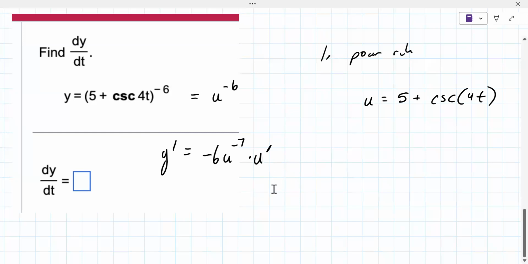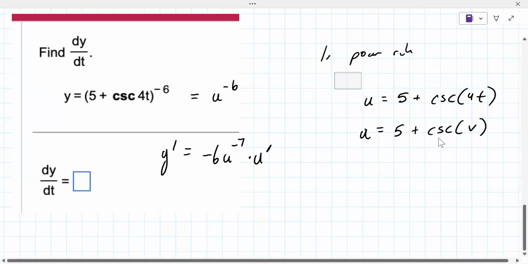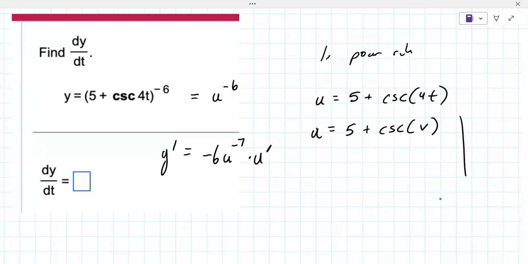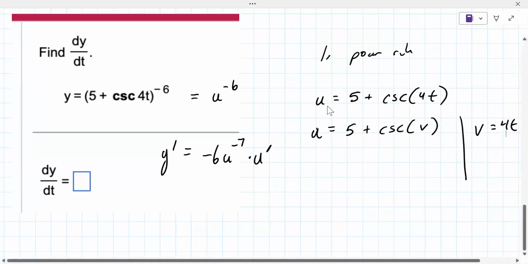Does that make sense? Okay. Now we have to go find u prime. The problem here is u also has an inside function. This 4t is really v, and you can use any letters you want, but v is kind of the next one that comes up. So v is equal to 4t, so there's yet another inside function here. So your derivative u prime is 0 plus the derivative of cosecant.